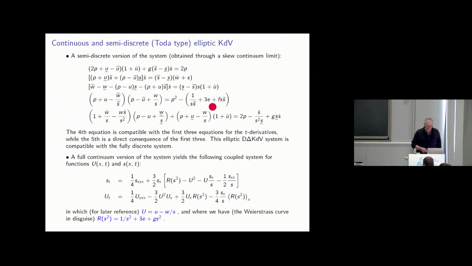So this comes out as a continuum limit from the system, but it is not only a continuum limit, it is also compatible with the original lattice equation. And this is like a Toda type system. So it is associated with Volterra type equations, but moved to the elliptic case. And if you take a full continuum limit, then you can arrive at these systems. Here it is already written in terms of a 2-component system, where this capital U is the combination U minus W over S.